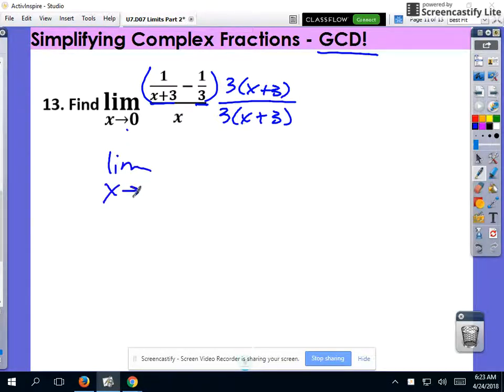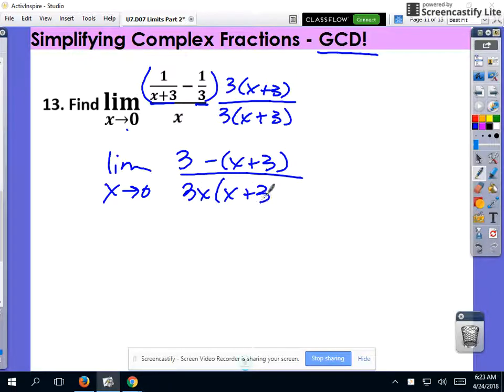Limit as x approaches 0. What's going to happen to the first one? I'm going to end up just getting 3 because the x plus 3 cancels when I distribute. And then for the 1/3, the 3 cancels, and I get x plus 3. Okay, so we got 3x, x plus 3. I just switched the 3 and the x around so that it said 3x instead of x times 3. Not a big deal. Let's see what happens next.